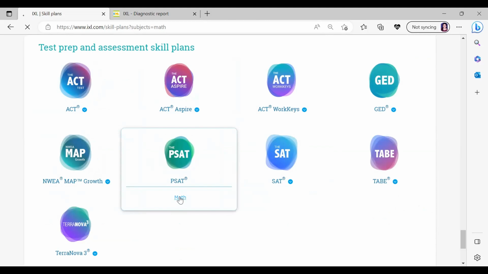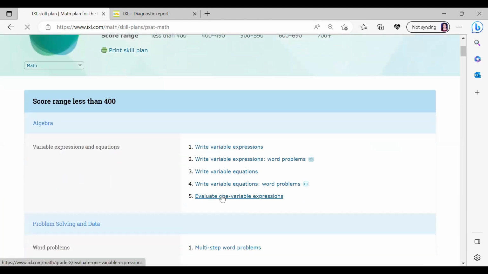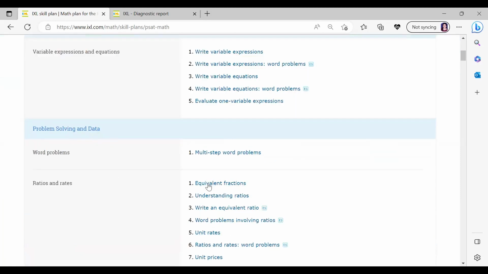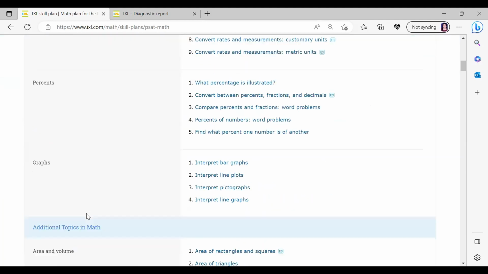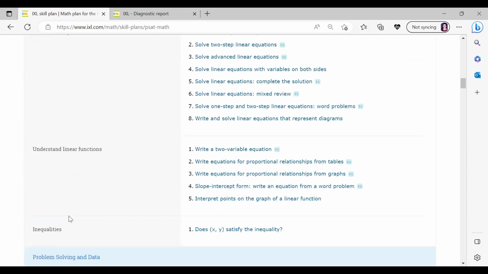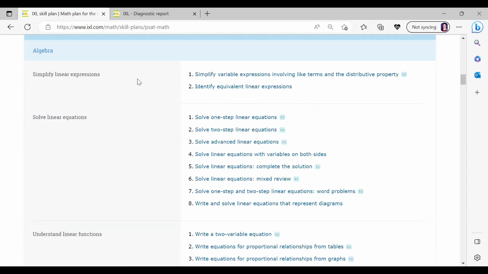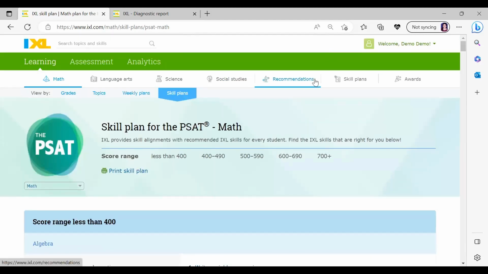Let's come here. PSAT. Let's click. Okay, so you're here now. They tell you what you need to do. Okay, there's algebra. You need to do with this problem solving data, those ratio rates and percent, graph, additional topics in math. I actually wouldn't recommend you to do this because you don't know what you need. Probably the best way is still go through the diagnostic and based on diagnostic find out where you are.